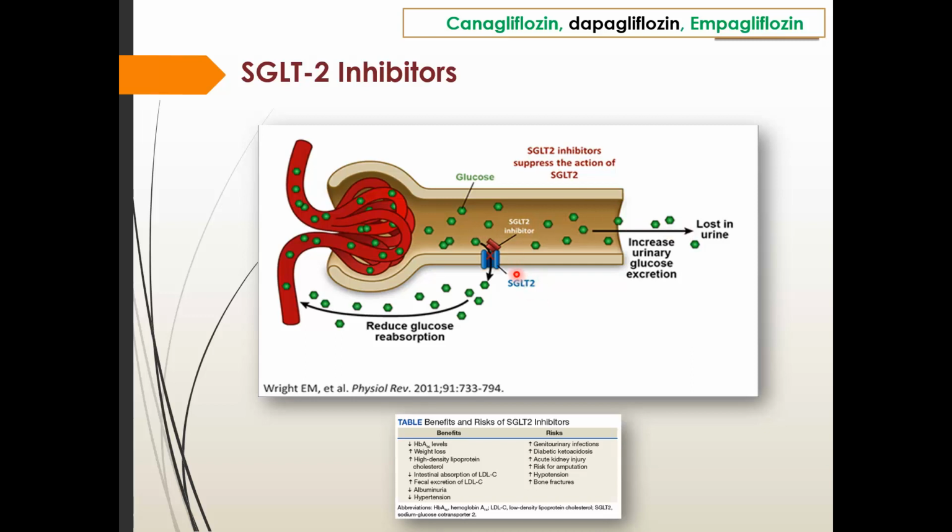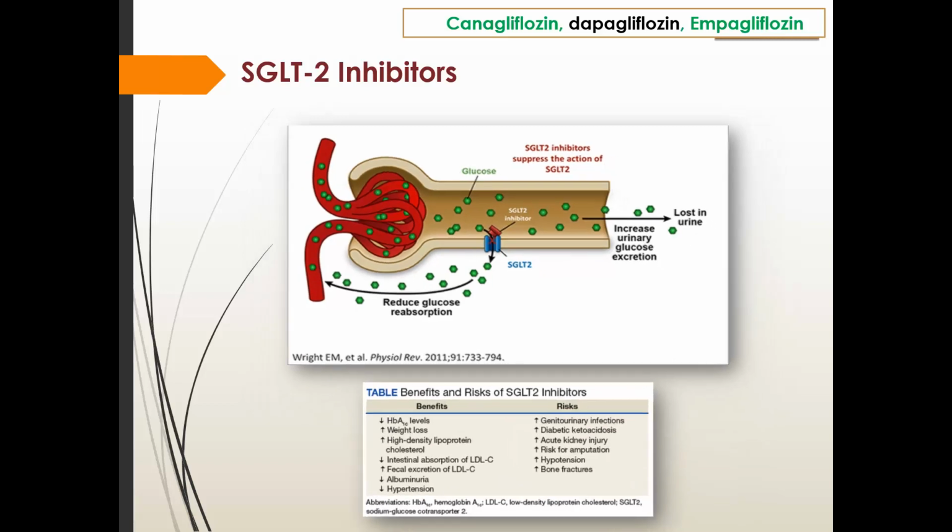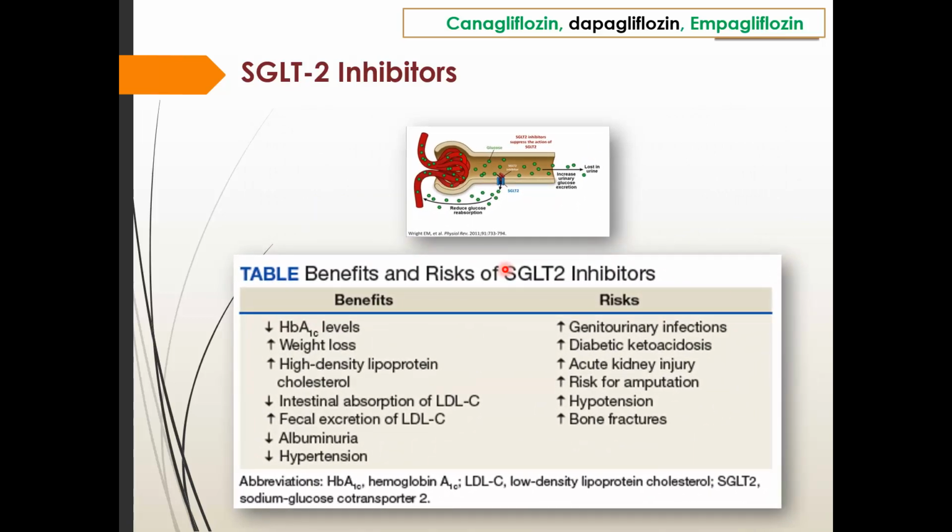We are giving SGLT2 inhibitors like canagliflozin, dapagliflozin and empagliflozin. They inhibit the reabsorption of glucose by SGLT2. So more and more blood glucose will be lost in the urine. So ultimately the plasma glucose concentration will decrease. That is how we can improve the glucose concentration in our body. The benefits are that HbA1c level will decrease. HbA1c is the glycosylated hemoglobin. In the next class, we will discuss the importance of HbA1c in the management of diabetes mellitus.